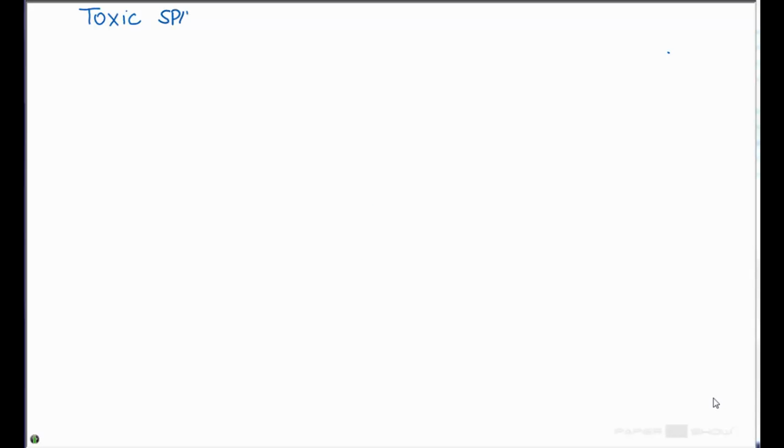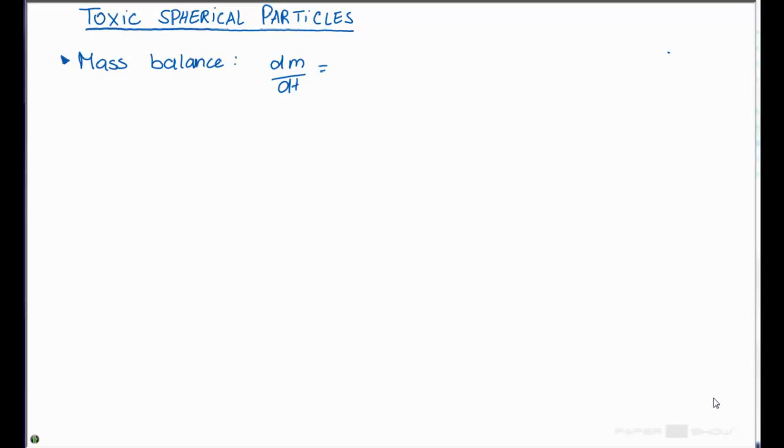Welcome to the exercise about the toxic spherical particles. These particles are assumed to be perfectly spherical and they will evaporate when released into the air. So we start off with the mass balance for this situation. This is the derivative of the mass with respect to time equals minus the area times the mass flux.